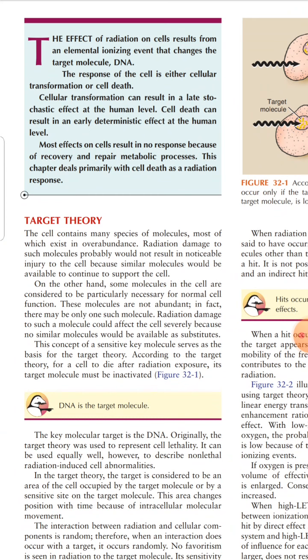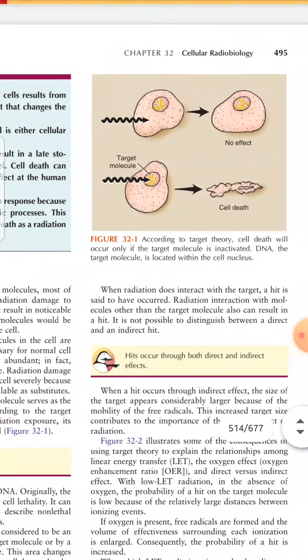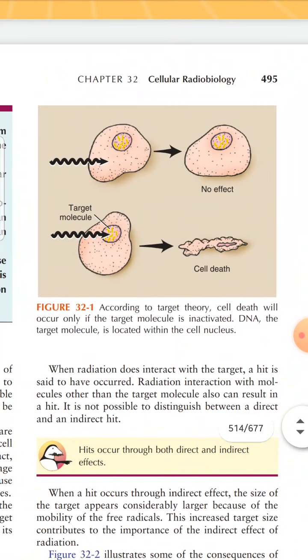Before discussing the target theory, we will first discuss the basis of the target theory, and according to it, the cell contains many species of molecules, most of which exist in overabundance, as you can see in this diagram. And radiation to such molecules would not result in noticeable injury to the cell, because there will be other similar molecules available to continue to support the cell.